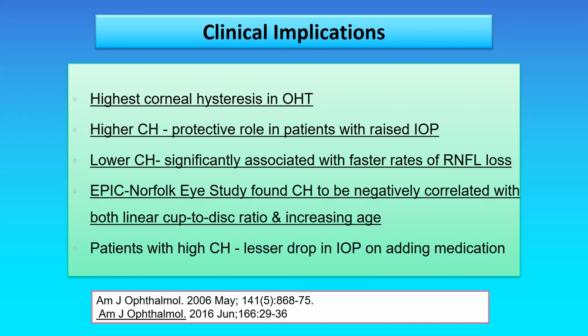And in a patient who has higher corneal hysteresis, the drop in intraocular pressure is less on adding a medication. So suppose you have a patient whose pressure is 26 and you want to add another medication and the pressure is not dropping down, you can check his hysteresis and it might be on the higher side.